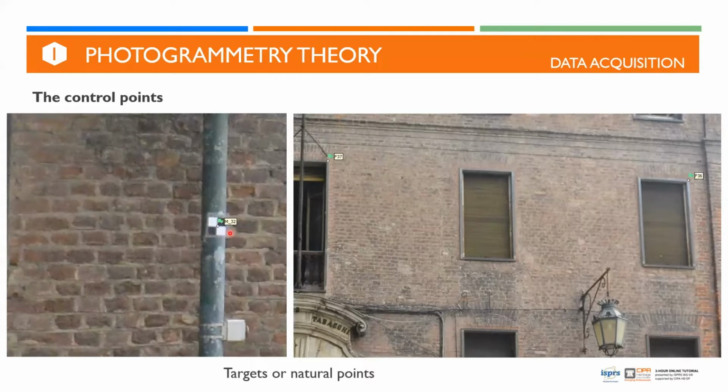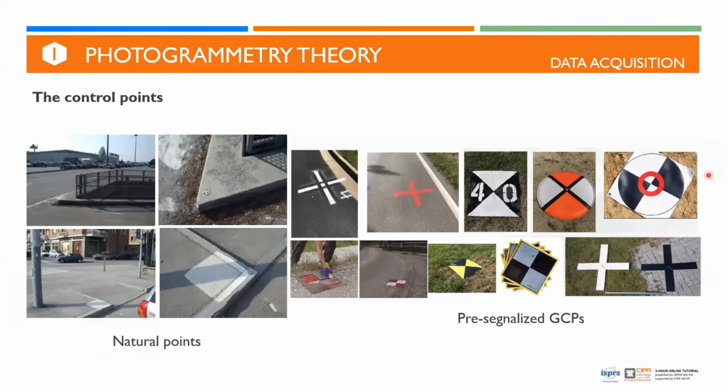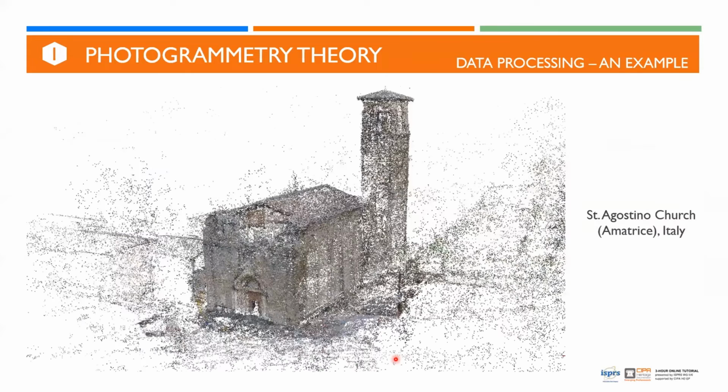So here are targets. They could also be some natural points, as you can see here. And if you are dealing with drone images, they could be natural points, like for example, corners or horizontal elements like in the city, but also pre-signalized ground control points.